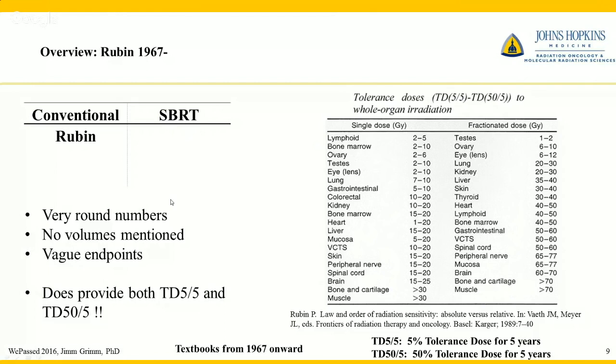So what you would notice about Rubin is very round numbers, like limits like 10 to 20 gray or 1 to 20. And the number on the left is the 5% risk level. The number on the right is the 50% risk level. So it's remarkable that even among these earliest series, he was able to give estimated risk levels.